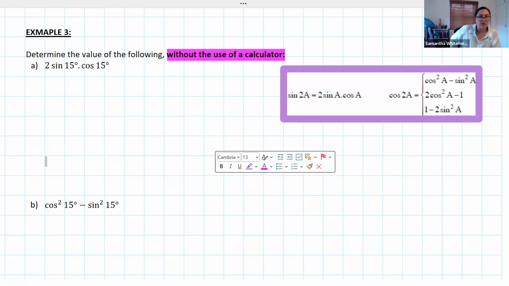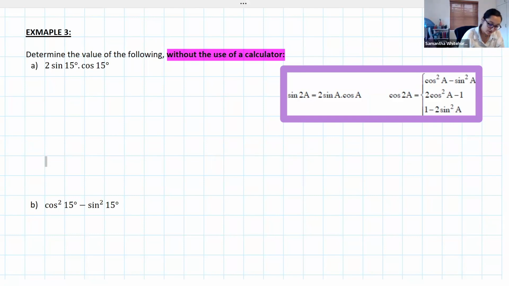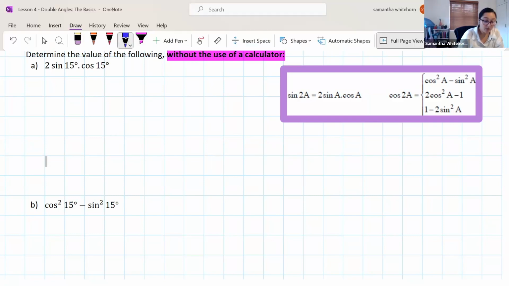So the second you see "without the use of a calculator," because it mostly comes up in numerical examples, think special angles. From what you can see here already, there's no special angles going on. But automatically, I should be thinking, well, 15 is half of 30. So if I can simplify this to a double angle, I've got 30 degrees, a special angle, wonderful.